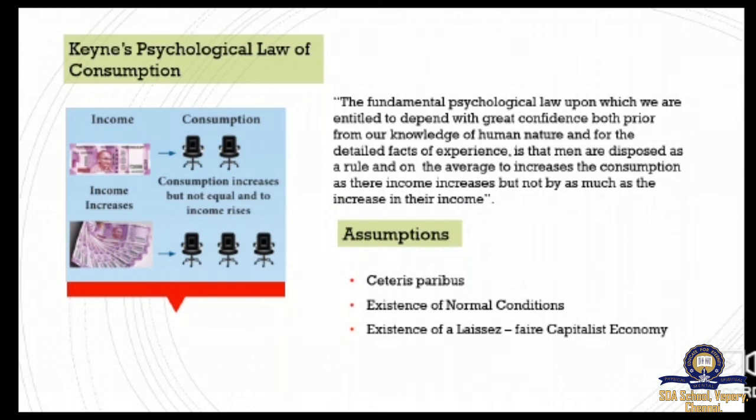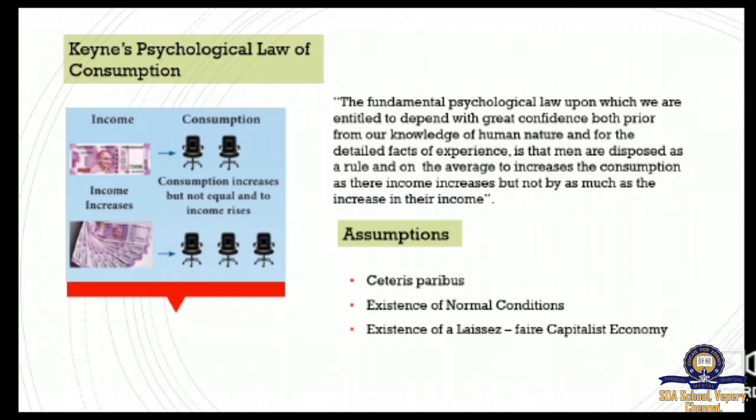Second one is the existence of normal conditions. The economy should have only normal conditions. There should not be any abnormal or extraordinary condition, for example war, hyperinflation, any revolution, not like that. It should have only a normal condition, then the law can operate.